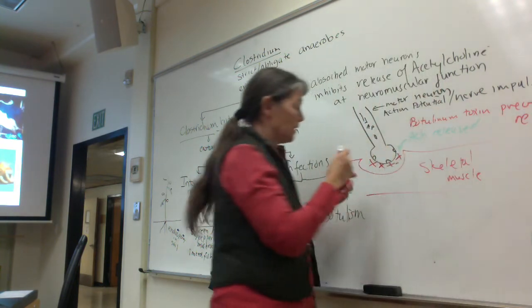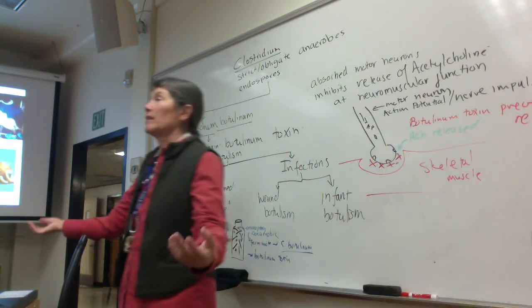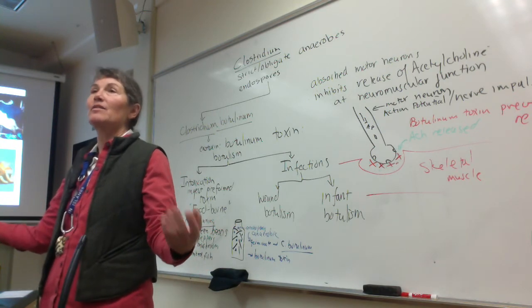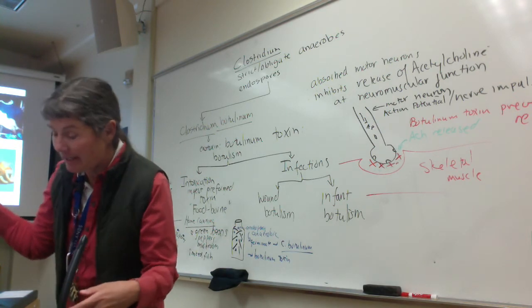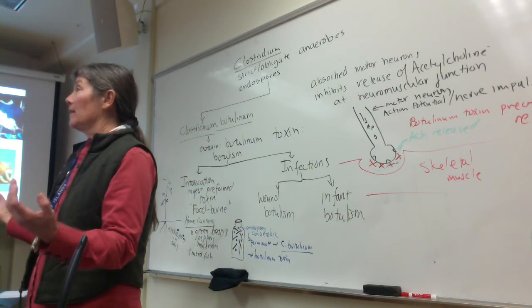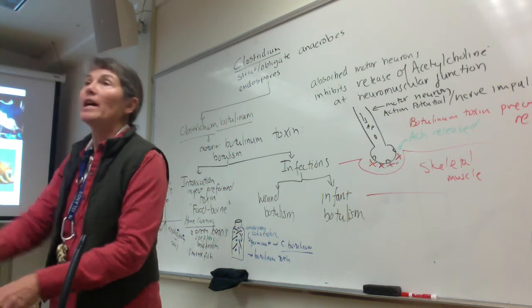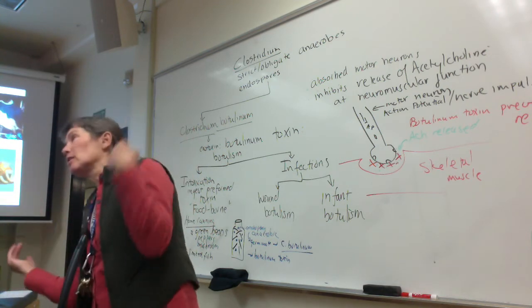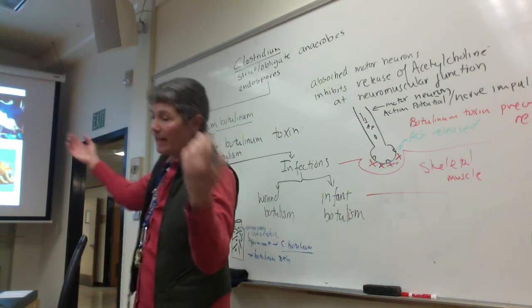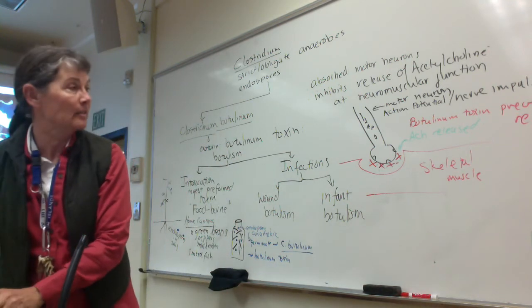Okay, so it's not getting released. So that means, can I contract any of my skeletal muscles? No. And so I end up being paralyzed. It's a type of paralysis called flaccid paralysis. I think of it as ragdoll paralysis. I can't contract any of my skeletal muscles.